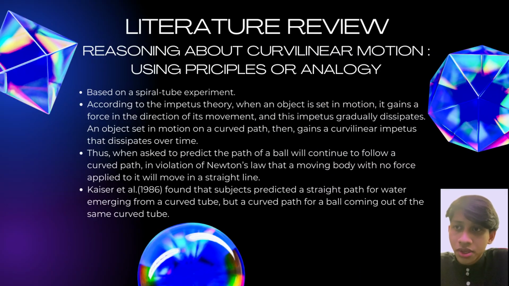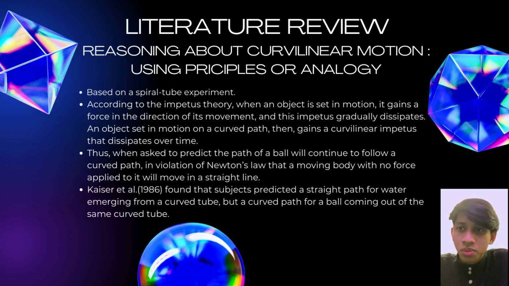Next is the literature review. It is based on a spiral tube experiment. According to the impetus theory, when an object is set in motion, it gains a force in the direction of its movement, and this impetus gradually dissipates. An object set in motion on a curved path then gains a curvilinear impetus that dissipates over time.